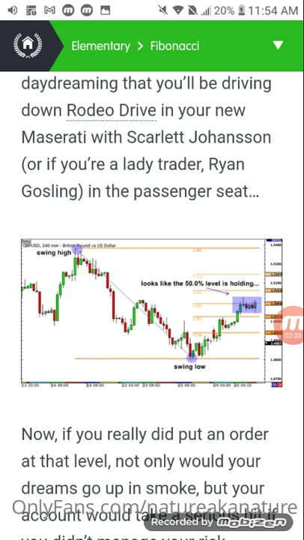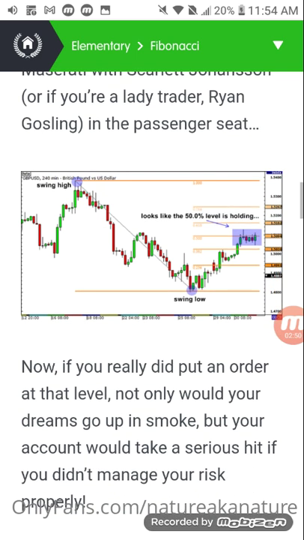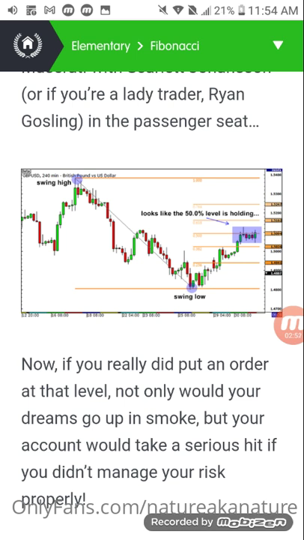Now if you really did put an order at the 50% fib level, not only will your dreams have gone up in smoke, but your account would have taken a serious hit, especially if you didn't manage your risk properly, as far as how much money you spent on your trade. If you didn't use your risk properly for this trade, then this could be very bad for your account. So let's see what happens.